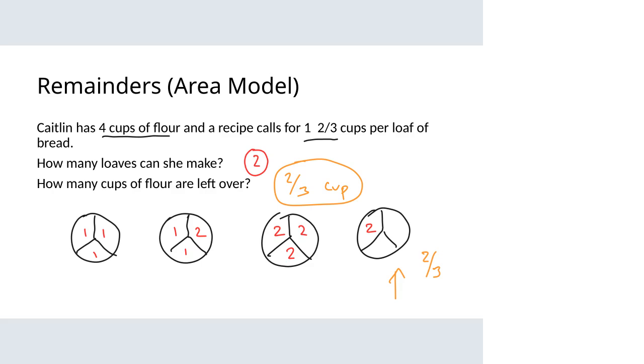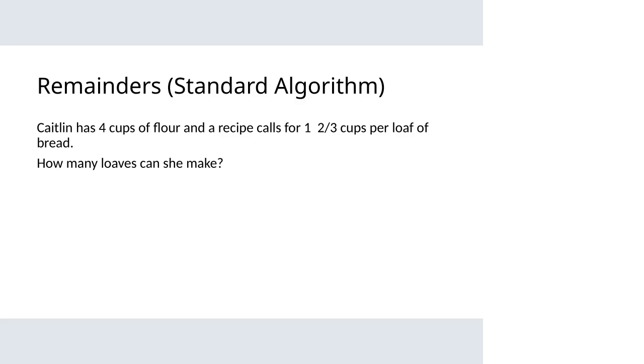I want to look at this exact same problem, but this time we're going to use the standard algorithm for division. Caitlin has 4 cups of flour. A recipe calls for 1 2/3 cups per loaf. How many loaves can she make? Okay, well, really what we need to do here is she has 4 cups. We want to divide by 1 2/3 to see how many loaves she can make.